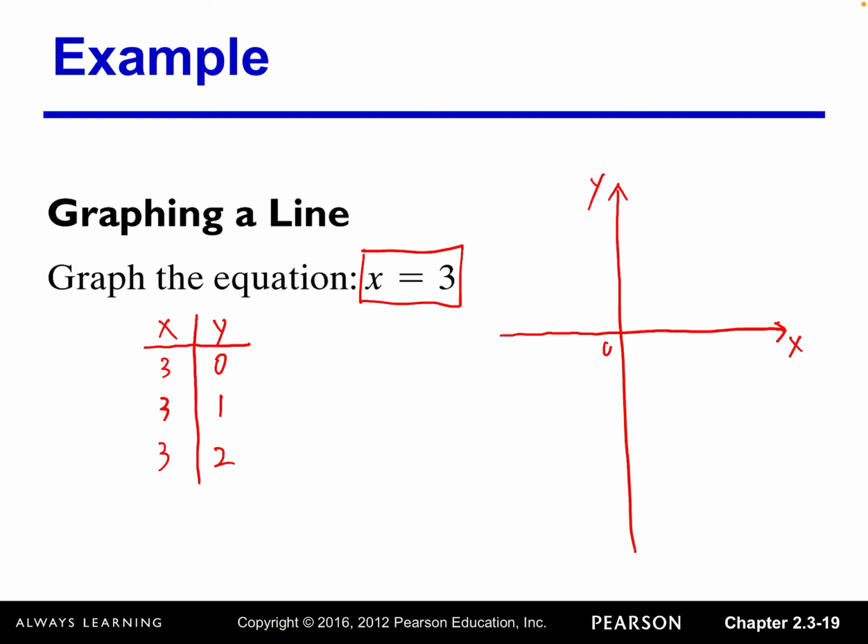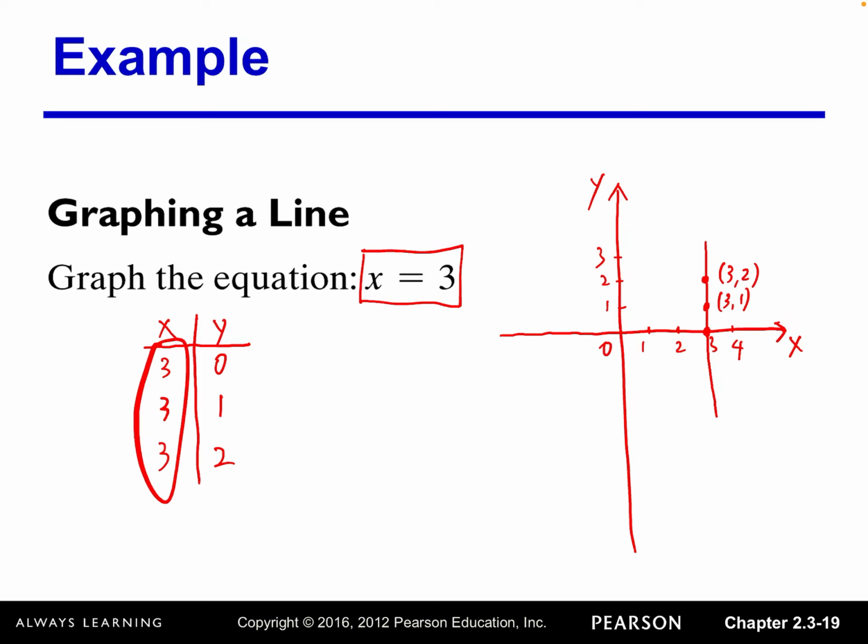Okay, so create a rectangular coordinate system, and then we put a scale: 1, 2, 3, 4, 1, 2, 3. So (3, 0), that's the point right here. (3, 1), that's the point right here. (3, 2) is the point right here. We can get many other points, okay? But if we connect these 3 points, you can see that forms a vertical line, right? Because all the points have exactly the same x coordinates. The y coordinates are different, and it doesn't matter, right?